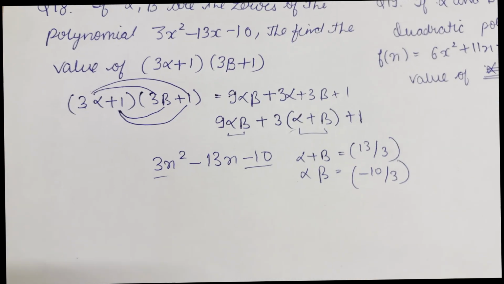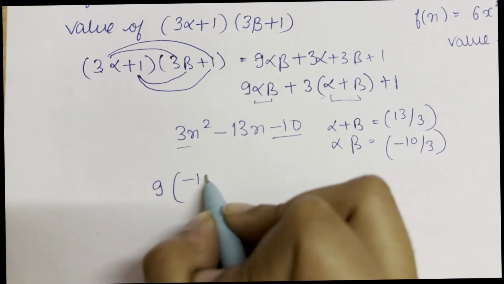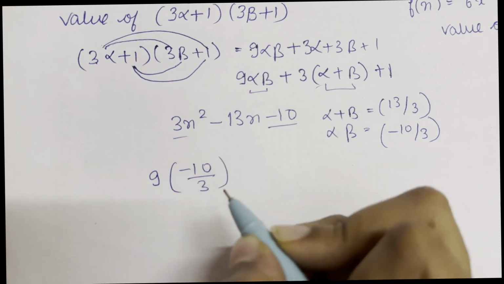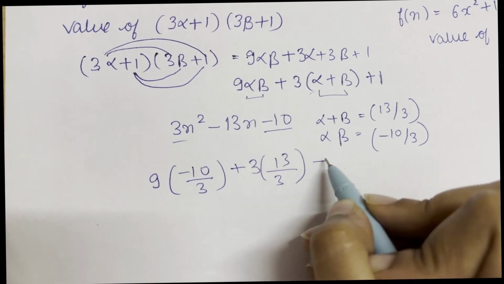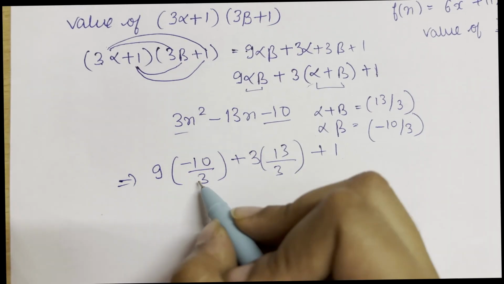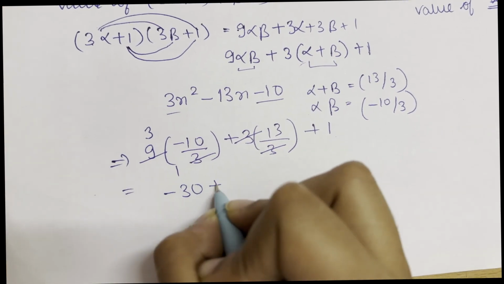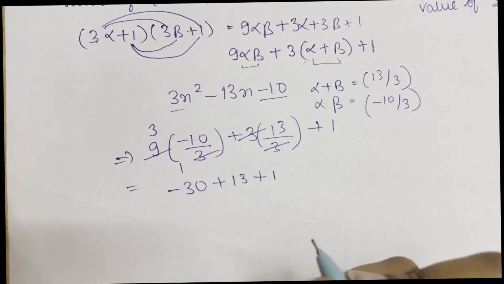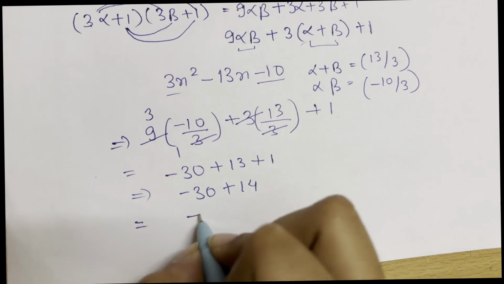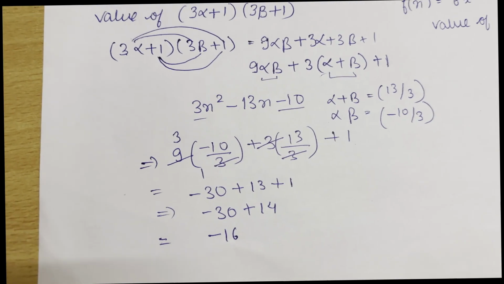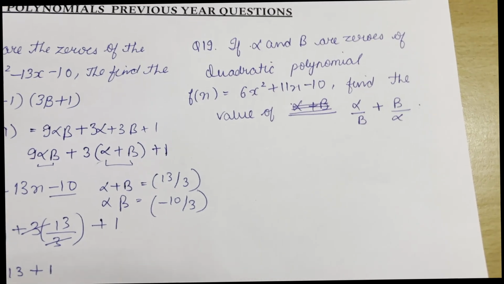On substituting these two values in the equation, we solve 9 into alpha beta, minus 10 by 3, plus 3 into alpha plus beta, 13 by 3, plus 1. On solving it, 3 ones are 3, 3 threes are 9, 3 gets cancelled by 3, minus 30 plus 13 plus 1. We get minus 30 plus 14, which equals minus 16. That's the solution of this question. I hope you understand it. Let's continue with another question.